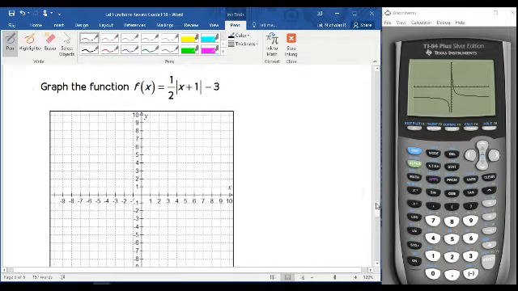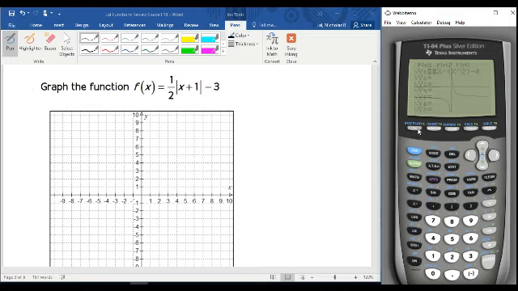All right. Now graph the function f of x equals 1/2 times the absolute value of x plus 1 minus 3. So let's graph it. We're going to have a coefficient of 1/2 times the absolute value of x plus 1 minus 3. Let's graph that.